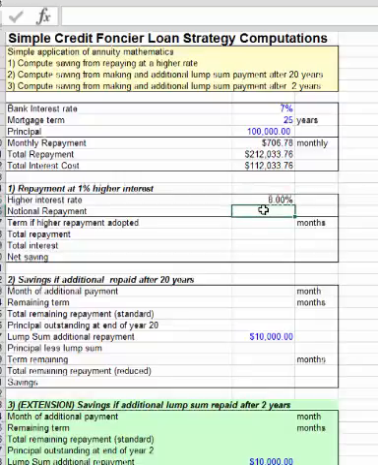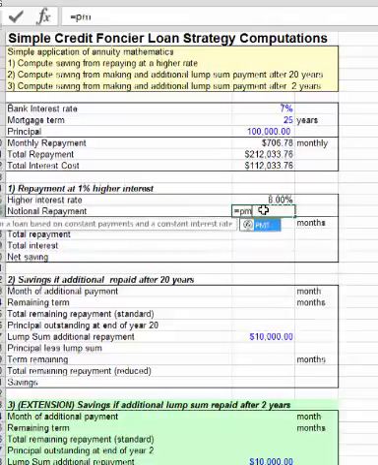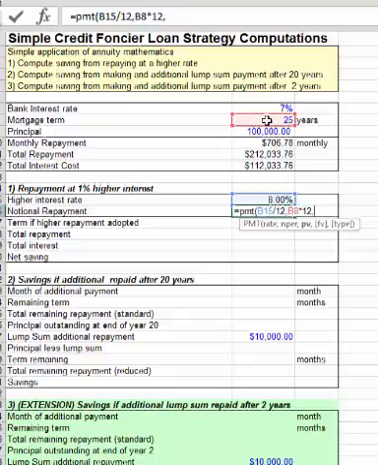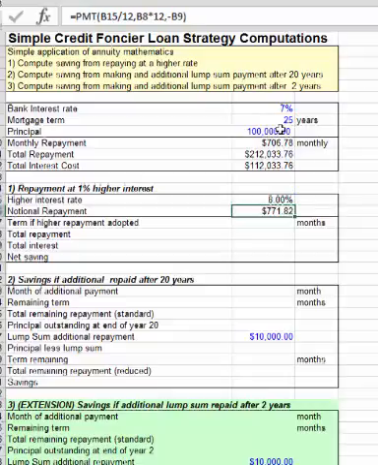I'm going to work out what would happen if the interest rate was 8%. How much would my repayment be? Well, I do exactly the same calculation as we did before. We work out the payment. Now we're going to put in the rate, which is 8%, divide that by 12, comma. We go to the number of periods, which is the same, 25 times 12. And we have the principal, which is still $100,000. So notional repayment is $771.